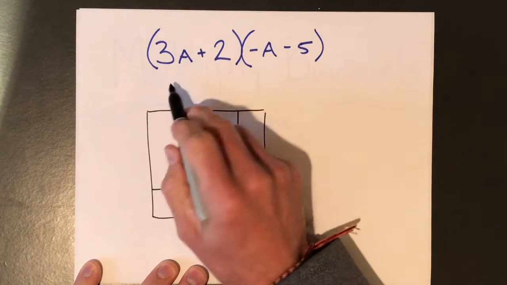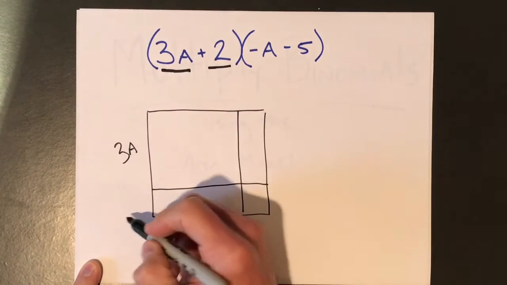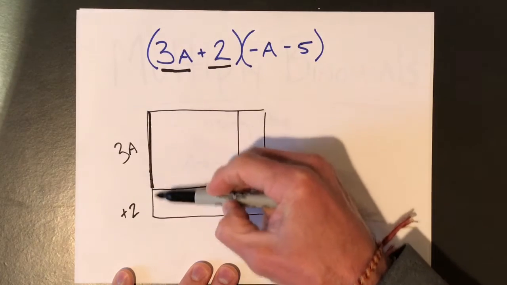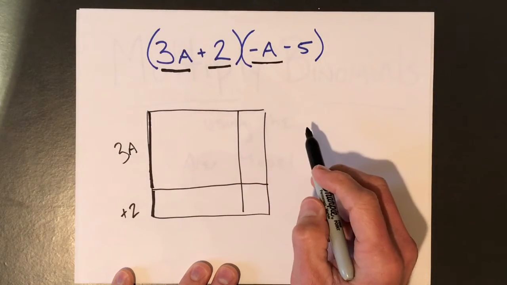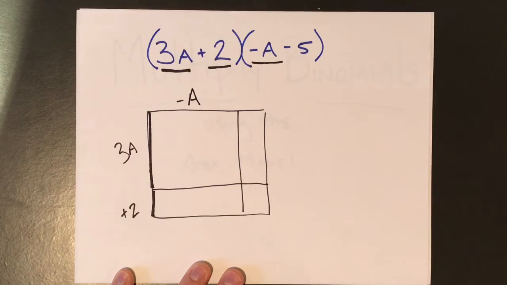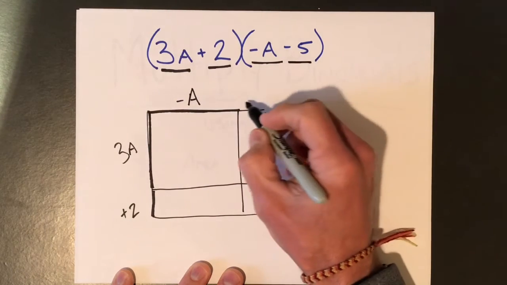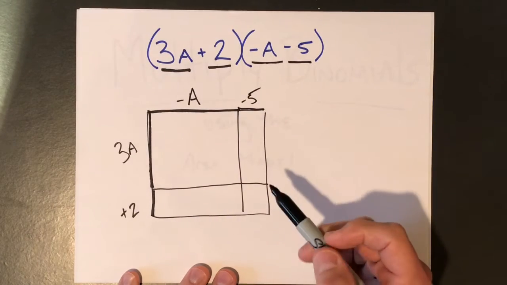You're going to take the 2 pieces of the first binomial, the 3a and the positive 2, and you're going to put them on the left side as if they were lengths of these 2 sections of the rectangle. And then we're going to do the same thing here. This happens to be negative. That's a little out of the ordinary, but we're going to go ahead and put that on the top portion. And we're going to put the numeric version, the -5, on the second portion as well. And then all we're going to do is multiply these 4 pieces together.